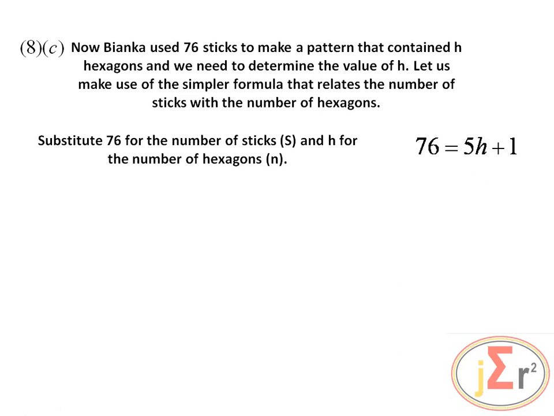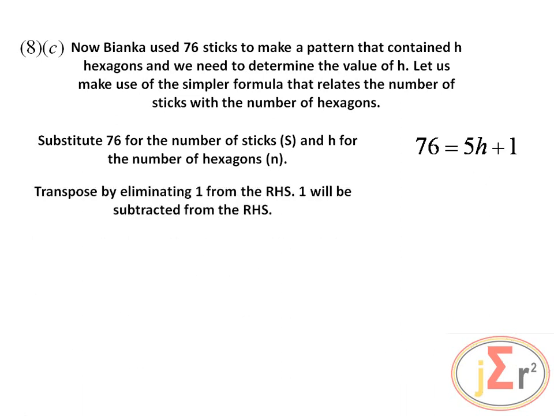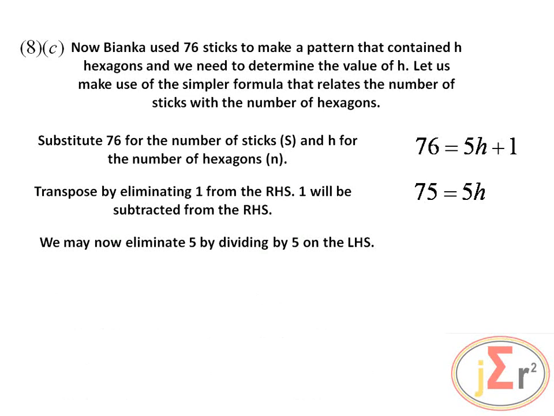Solving for h, 76 minus 1 is 75. Then 75 divided by 5. What do we know? We may now eliminate 5 by dividing by 5 on the left hand side, and h is equal to 15.